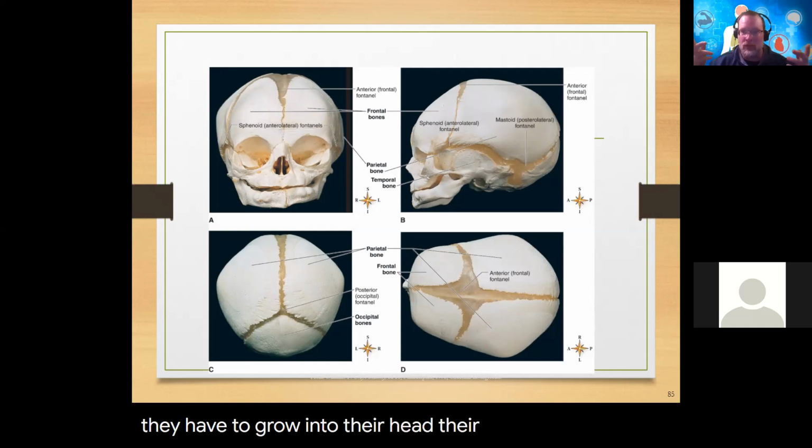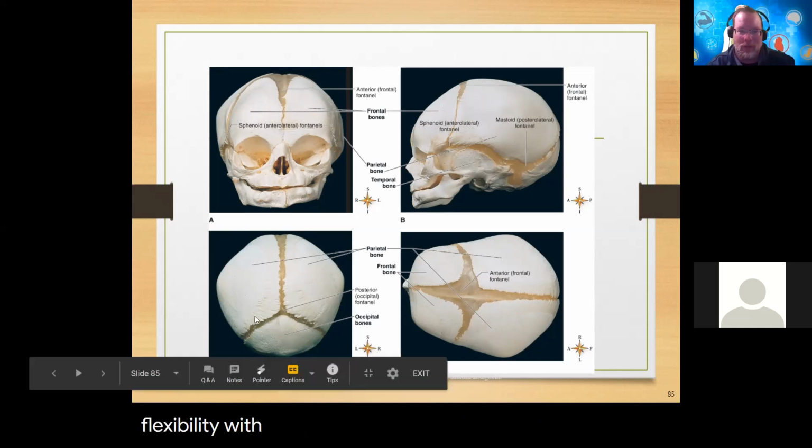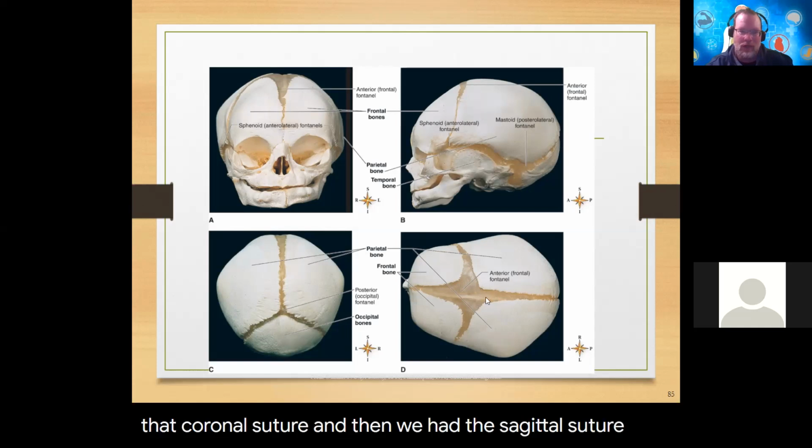Their brains, as you know, grow rapidly. So we do need to allow certainly some flexibility with the skull bones or the cranial bones. So we can see the fontanelles. Of course, we have the large one right on the top. That's going to be where the frontal bone and the parietal bones come together. That's the coronal suture. And then we have the sagittal suture going down the middle.